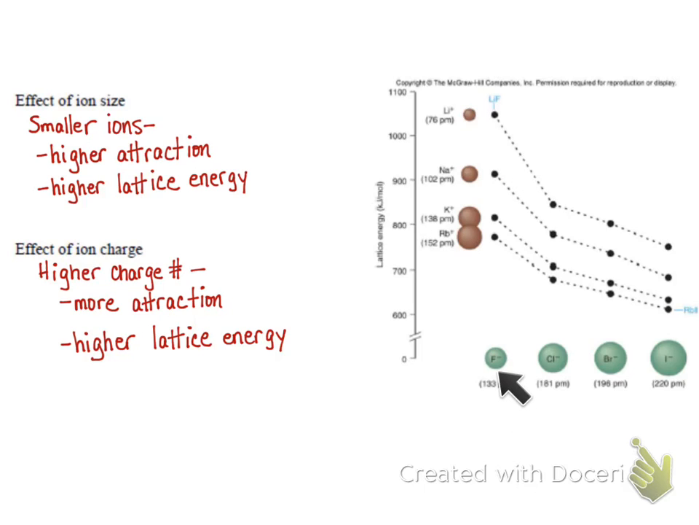So here are the anions. Fluoride is the smallest, then chloride, then bromide, then iodide. So the strongest lattice energy is going to be from the smallest cation plus the smallest anion. That's going to be lithium fluoride up here. Highest melting point. The lowest melting point, weakest lattice energy, is going to be rubidium, which is the biggest cation, combined with iodide, which is the biggest anion. So that's going to be all the way down here.